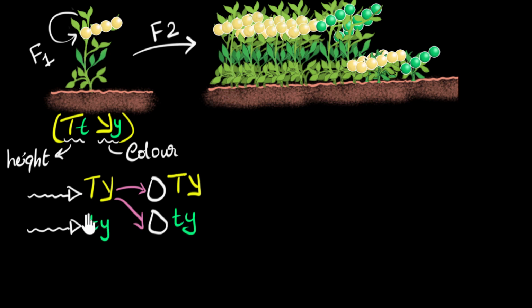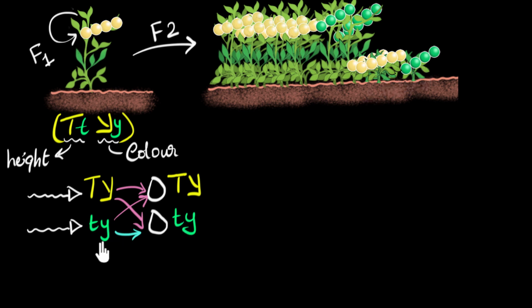What happens if this sperm goes and fertilizes this egg? Again, we will get tall yellow, right? So these three possibilities will only give me tall yellow. And in the last possibility, if this sperm goes and fertilizes this egg, then I would get short green because they're both recessive characters. Then I would only get short green.